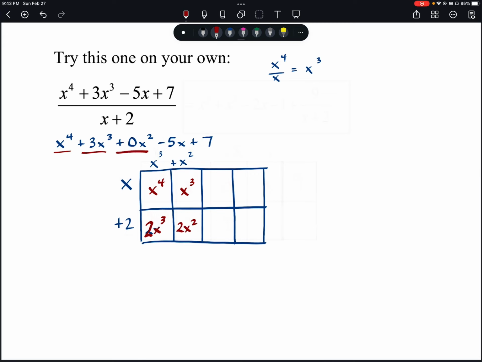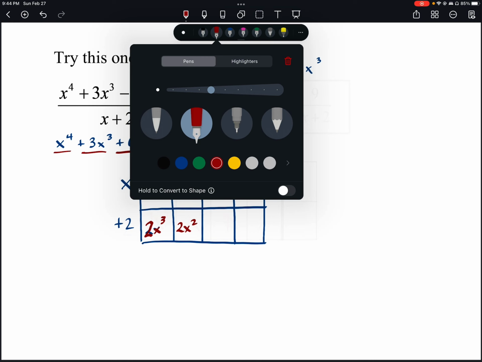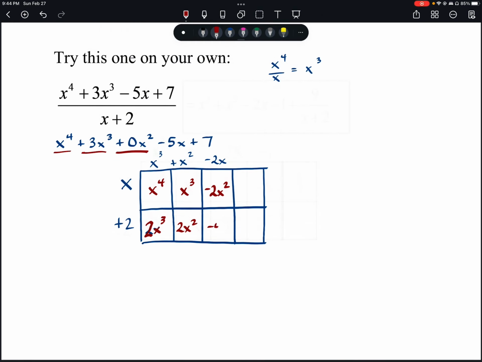Now, since we have 0x squareds, we need this to be a negative 2x squared, which is going to make this a negative 2x. Negative 2x times 2 is going to be negative 4x. Right, and since we have negative 5x's here, it means we have another negative x right here, which is going to make this a negative 1. Negative 1 times 2 is negative 2.